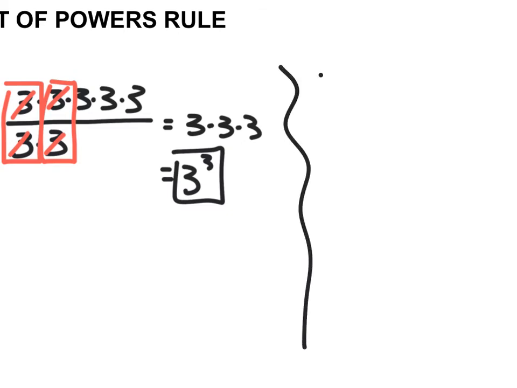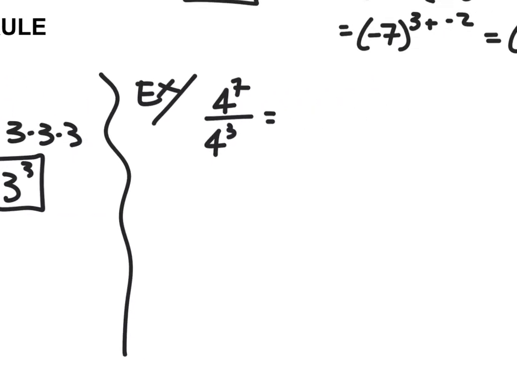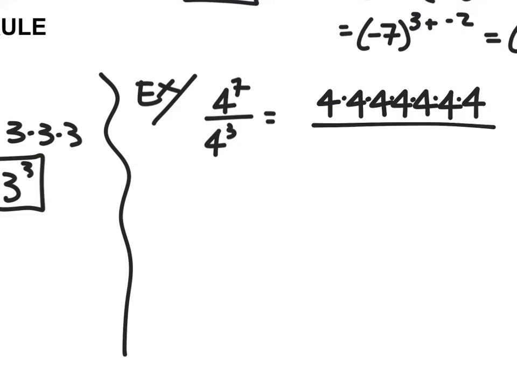Let's take a look at the next one. Let's do another example, and let's think of 4 to the 7th divided by 4 cubed. And so let's expand this out. Let's get 4 times itself 7 times: 4, 5, 6, 7. Put your dots in there to show that you're multiplying. And then divide that by 4 cubed, which is 4 times 4 times 4. And the same thing is going to happen.